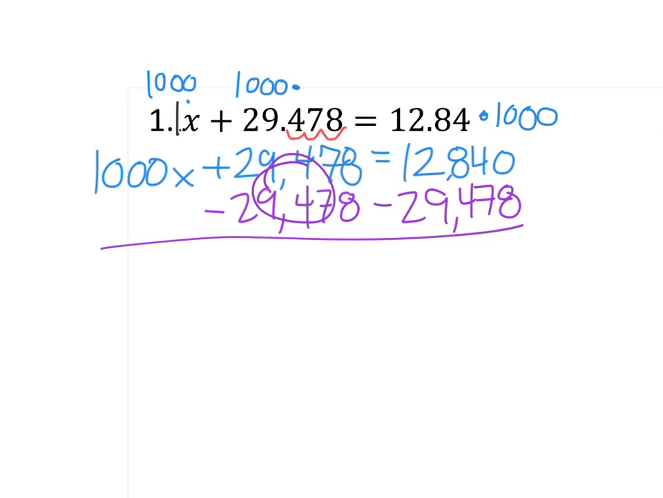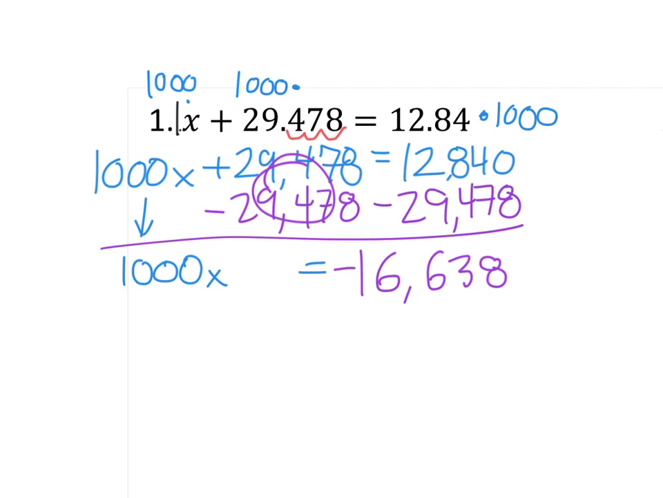So I have that 0 there. You could erase that if you wanted. And what remains is this 1,000x. And then I'll take that 12,840 and subtract 29,478. And that would give me a negative 16,638. And finally, to solve this problem for x, I would simply need to divide both sides by 1,000.